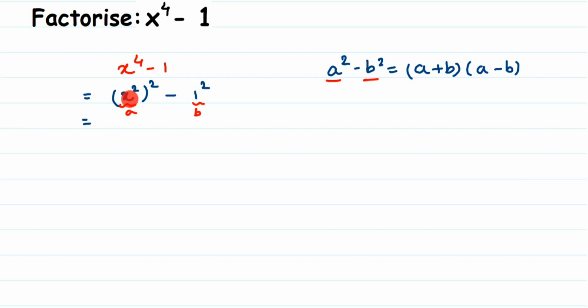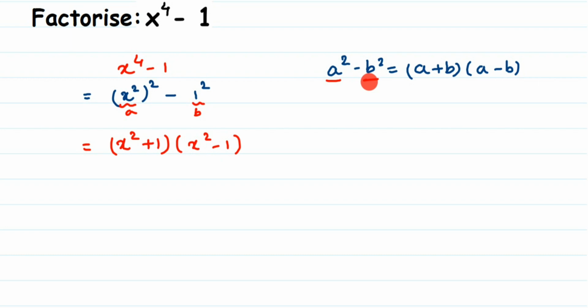Now you have to put this on the right side of the identity, which is a plus b into a minus b. So if I do this, a is x square. So x square plus 1 into x square minus 1. This you can see that we have again x square minus 1, right? Again we can apply this identity to solve this.